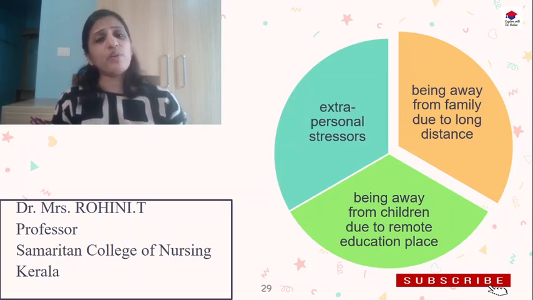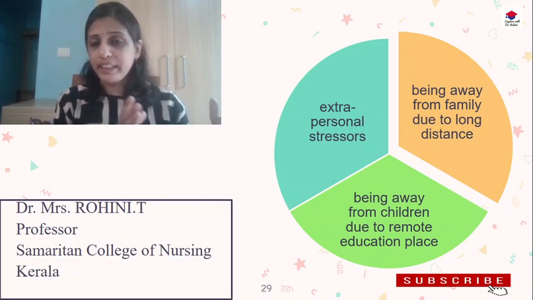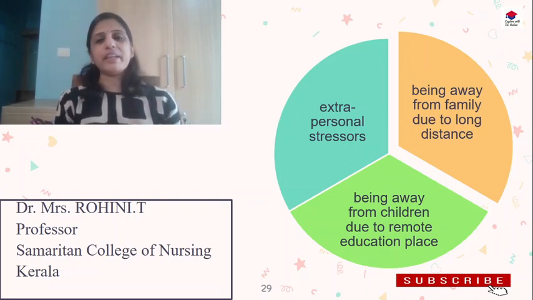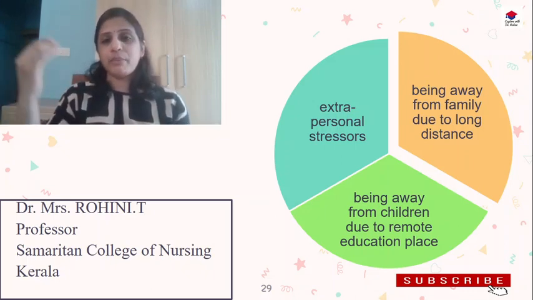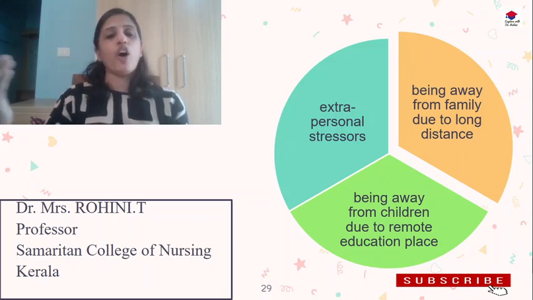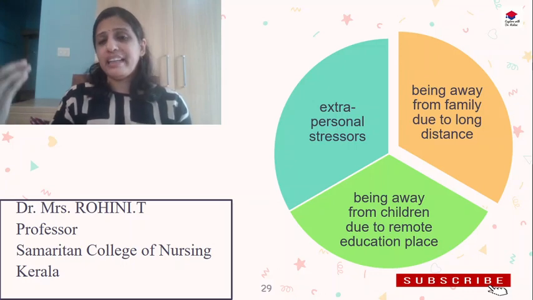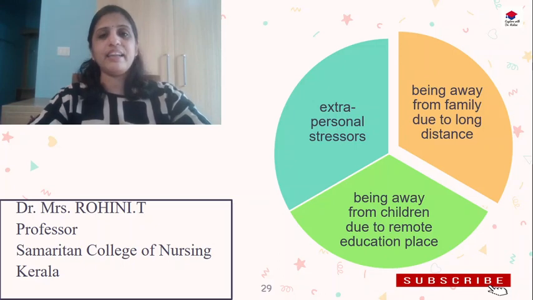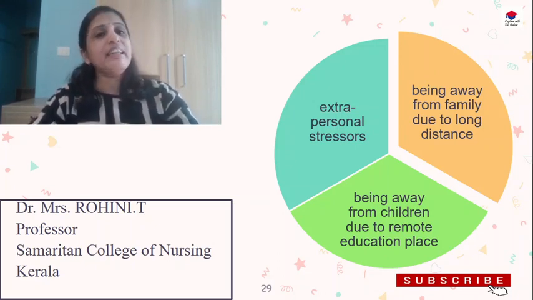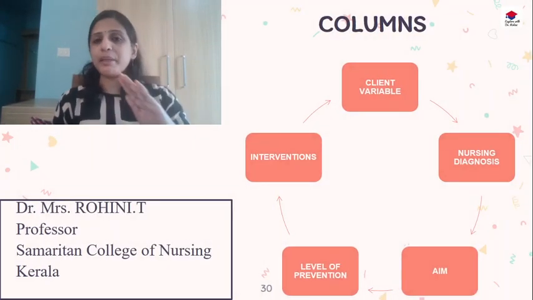Other than that, we can go for the third stressor, that is extrapersonal stressor. This doesn't actually come under interpersonal, but for this particular patient, we can find out whether she is having any extrapersonal stressor, maybe from her job or workplace, or maybe a stress from her residential area, or from any healthcare agency. All those things can be put under extrapersonal stressor. So for assessment of Betty Neuman's theory, we have completed intrapersonal, interpersonal and extrapersonal stressor. So the assessment part is over.